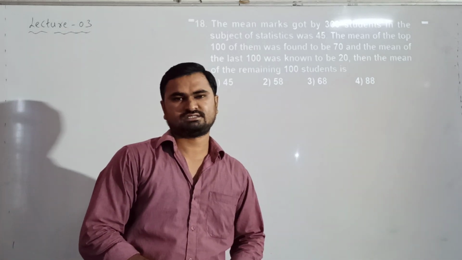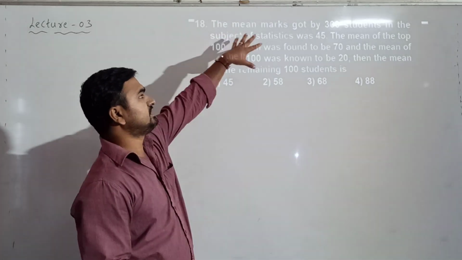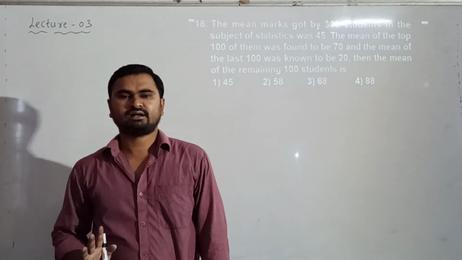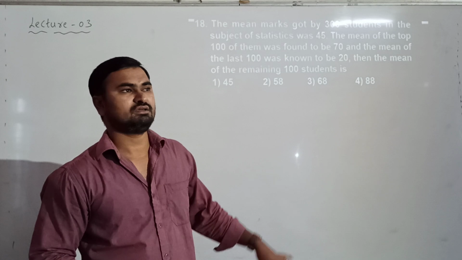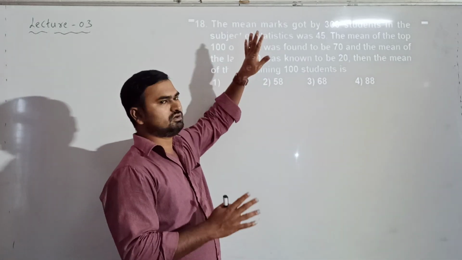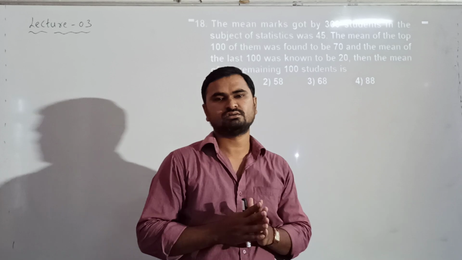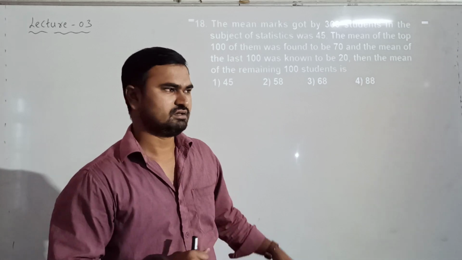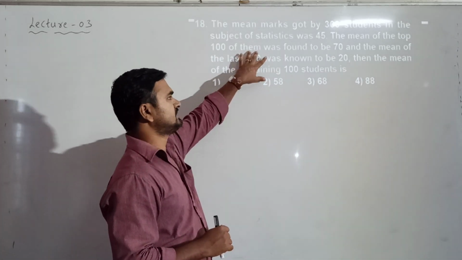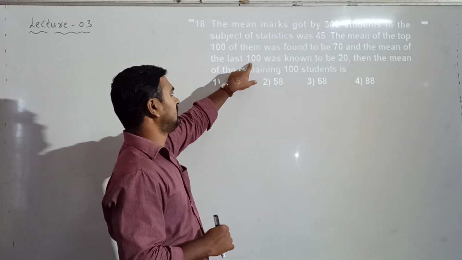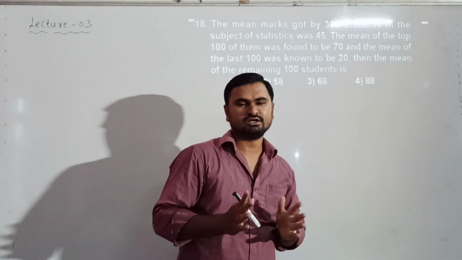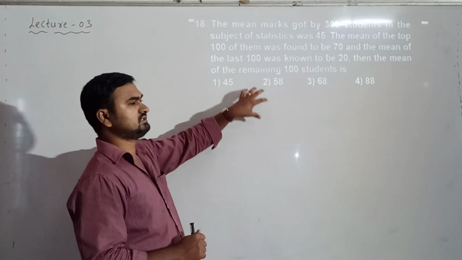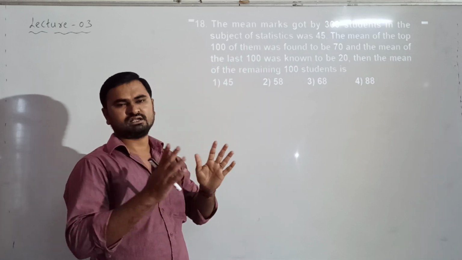So what we are given is the mean of 300 students in the subject of statistics is 45. So total mean is given, that is 45 for 300 students. Now these 300 students we are dividing into three parts: top 100, middle 100 and then last 100. Now we know the mean of top 100 students is 70 and the mean of last 100 students is 20. Now we want to find the mean of the middle students. Okay, so this is also based on the combined average.